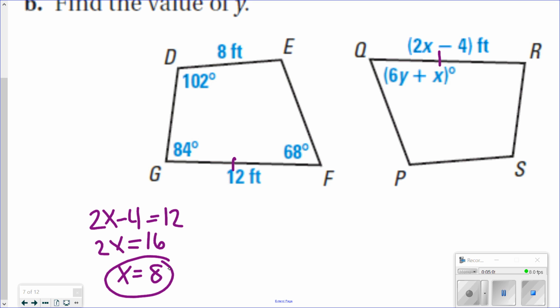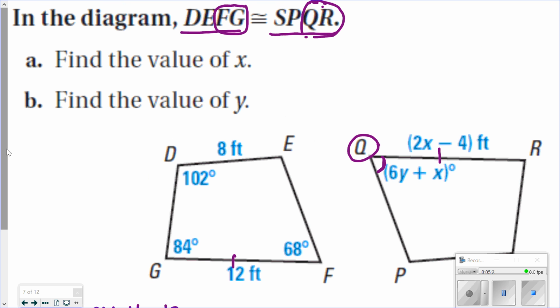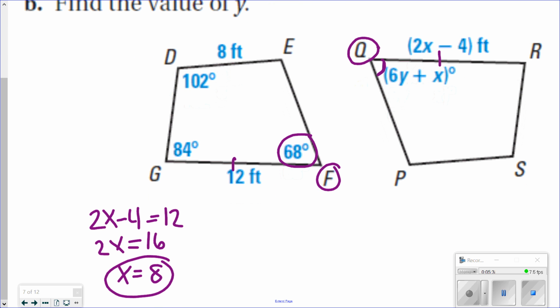All right, next I want to figure out what the value of y is. So y is this angle measure right here, which is angle Q. So if I go back up to my original statement here, Q is the third letter. Well, F is the third letter. So angle F and angle Q are congruent. And if I look at what angle F is equal to, F is equal to 68 and Q is equal to 6y plus x.